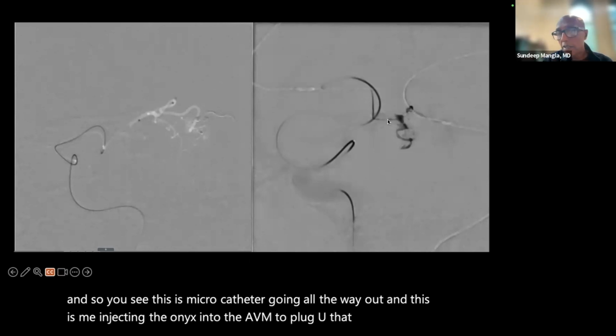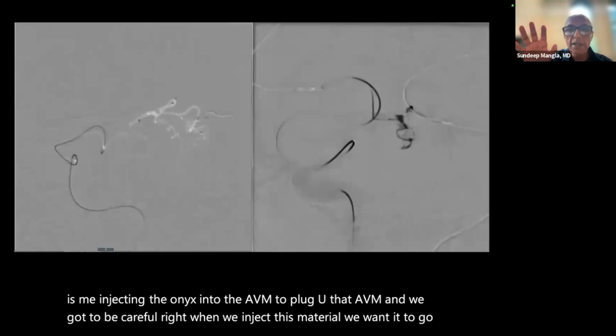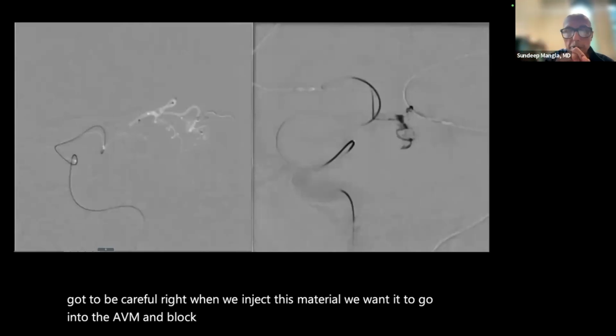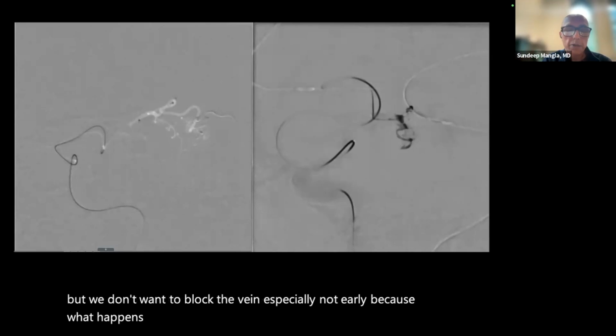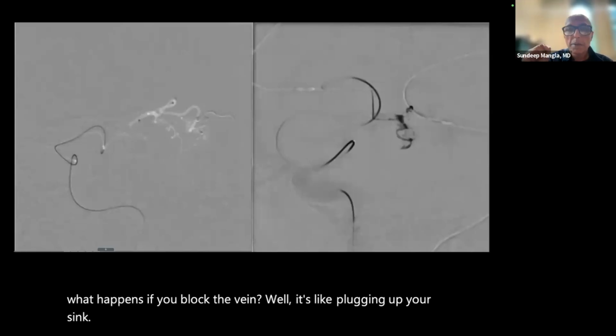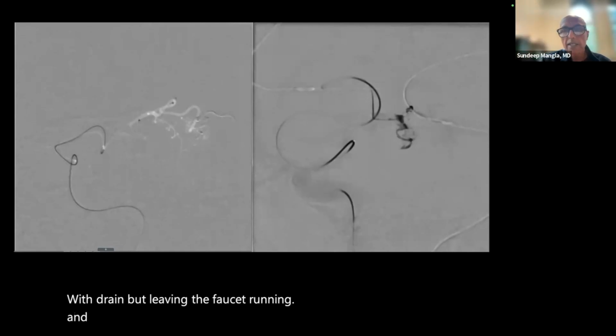And we've got to be careful, right? When we inject this material, we want it to go into the AVM and block the artery, but we don't want to block the vein, especially not early. Because what happens if you block the vein? Well, it's like plugging up your sink drain but leaving the faucet running. And if you do that in the brain, you will have the AVM increase, swell, and explode.